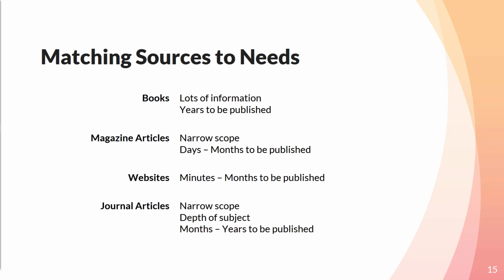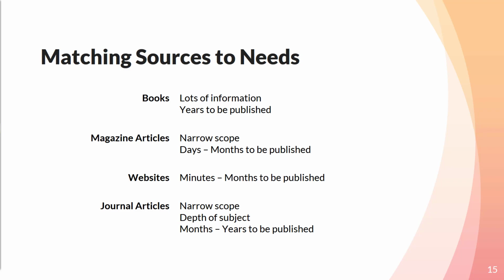Magazine articles are often pretty narrow in scope because they're relatively short pieces. It can take only days to get a magazine article published, so many of them are very topical to current events. Others might be more historical pieces. This will be determined by what the magazine is and what it's trying to accomplish.